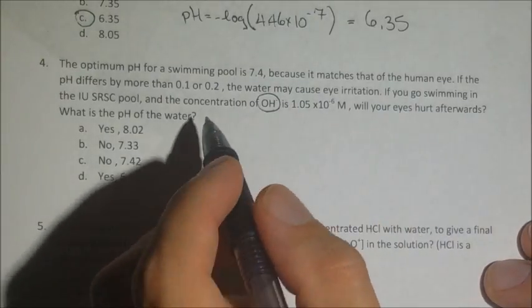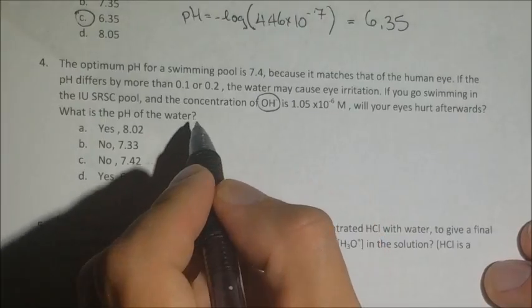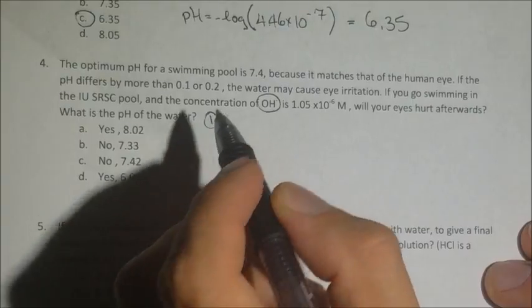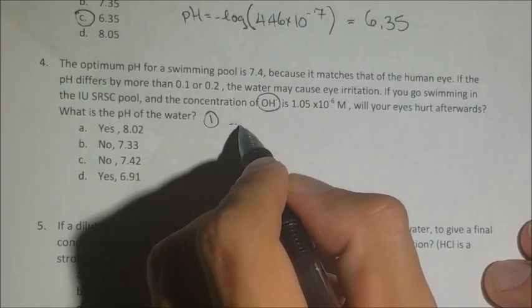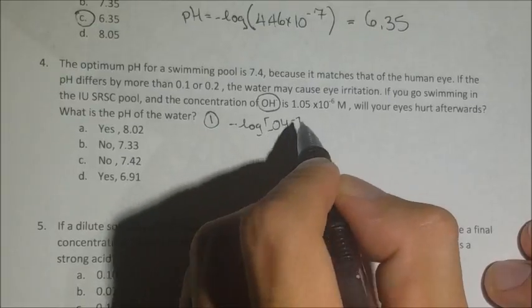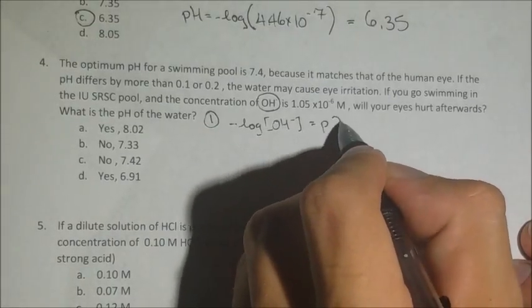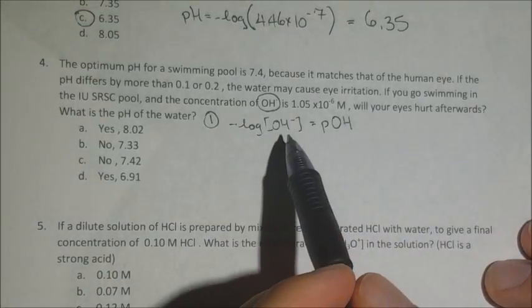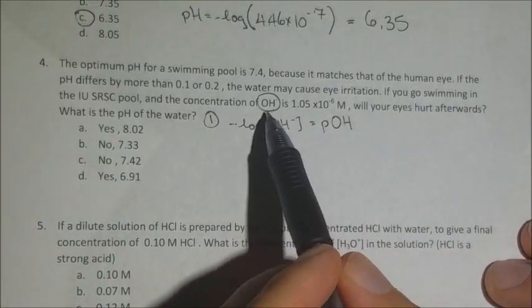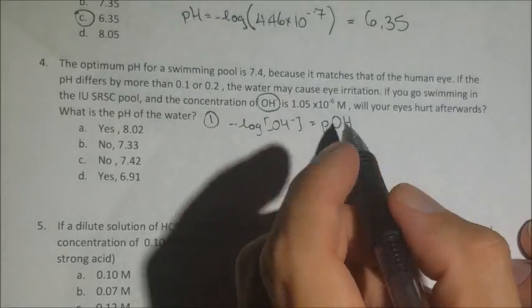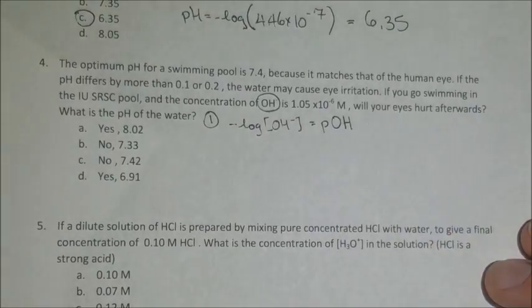So let's go ahead and begin by doing this. So I can show you two different ways to do this. First of all, let's go ahead and take the negative log of this. Here's method number one. So the negative log of the hydroxide concentration is going to give us the pOH. Okay, we have to be very careful here of what we're taking the negative log of. We're taking the negative log of the hydroxide concentration, and doing that will give us the pOH. Okay, not the pH, the pOH.